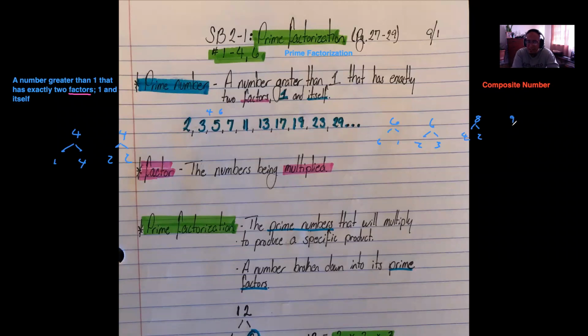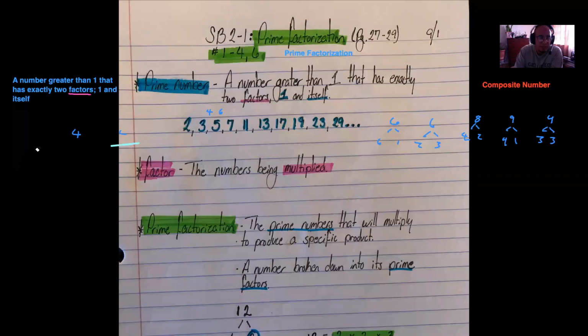Number 9, even the number 9, it's not just 9 times 1. I can also break down 9 into 3 times 3. So as you can see, composite numbers can be further broken down into something other than just 1 in itself, but prime numbers can only be broken down into factors of 1 and itself. Okay, you can't go any further than that.